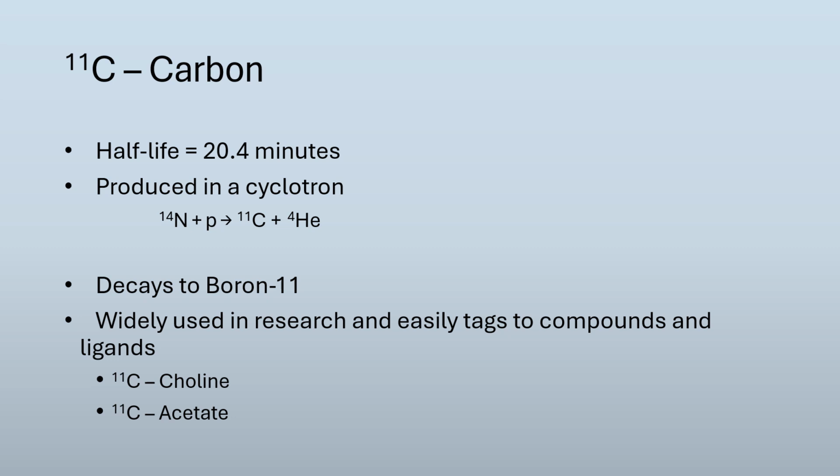The first radionuclide that we'll talk about is carbon-11. Carbon-11 has a half-life of 20.4 minutes. It is cyclotron produced using nitrogen-14, adding a proton, and then the resultant is carbon-11 plus helium. This decays to boron-11, and it is widely used in research, easily tags to compounds and ligands. Carbon-11 choline and carbon-11 acetate are the two most commonly used. This is widely used in research, but is also largely restricted to research facilities that have a cyclotron on site because of the 20-minute half-life.